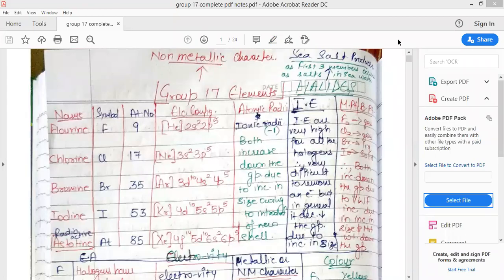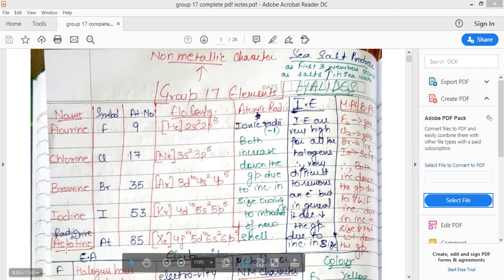So in this video we are starting with group 17 elements out of the p block. Group 17 elements are the halogen family and these are called halides because these are the sea salt producers, as the first three members of this group occur as salts in seawater. So the members of this group are fluorine, chlorine, bromine, iodine and astatine. Astatine is the only member which is radioactive in nature.